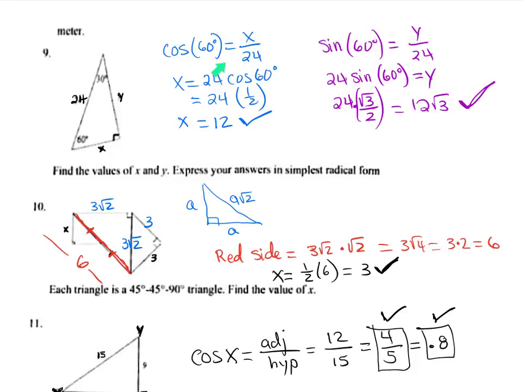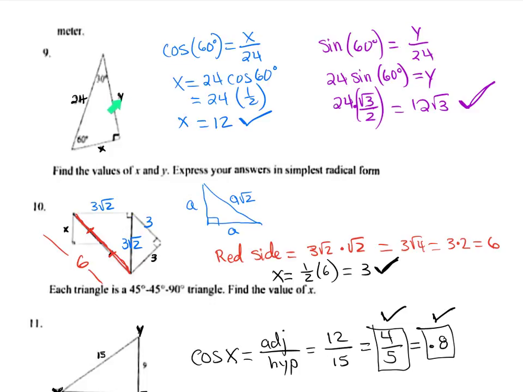We can multiply by 24 on both sides. So x would be 24 times the cosine of 60. Now, the cosine of 60, that's on the unit circle. On the unit circle, cosine of 60 is 1/2. And 1/2 times 24 gives you 12. So x is equal to 12.